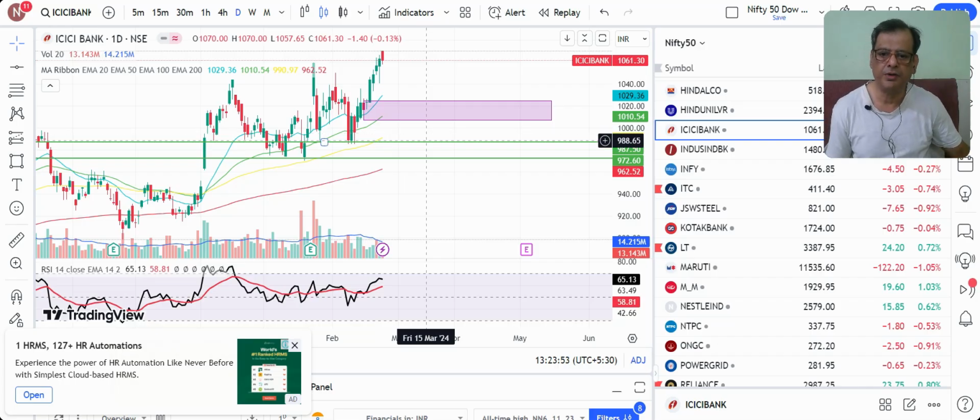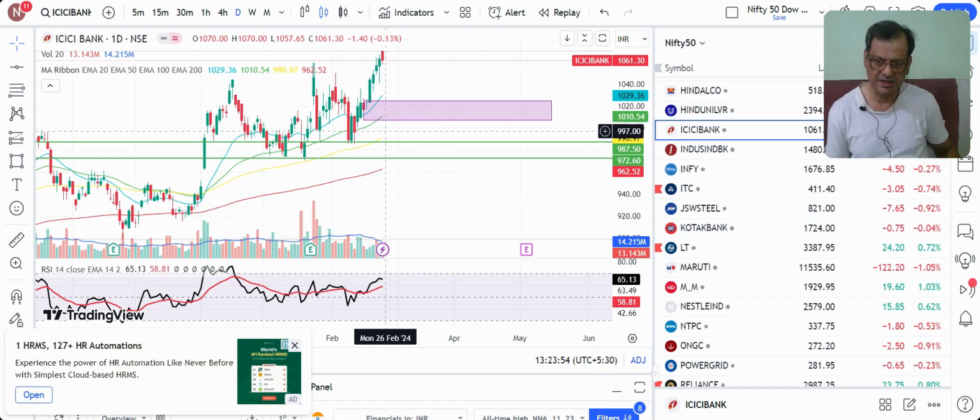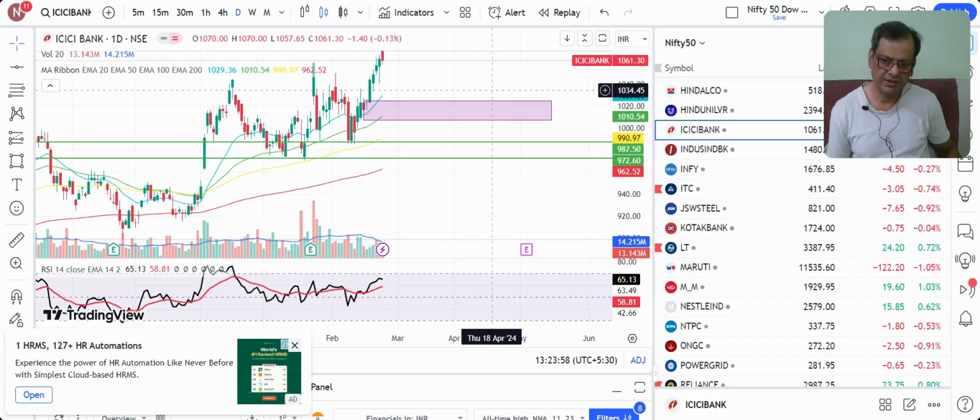They move the market because they have lakhs and lakhs of orders. That's why they're called big money, smart money. So this is a demand zone here, a fresh demand zone. Let's go to another chart.